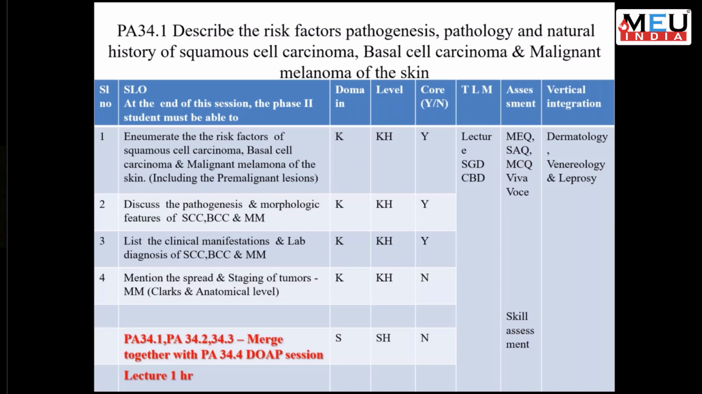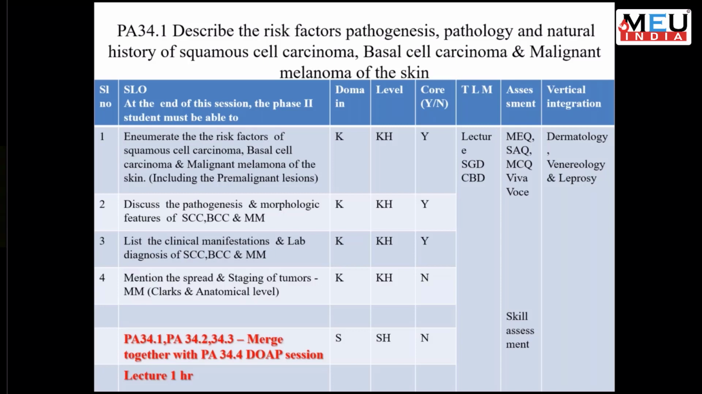List the clinical manifestations and lab diagnosis of all the skin malignant tumors. Mention the spread and stages of malignant melanoma, including Clark's levels and the anatomical level of spread of the tumors, which they must also know. All these are in the knowledge domain, and the level will be knows how. It is a core competency for malignant melanoma and the DOAP session, and non-core for the rest.